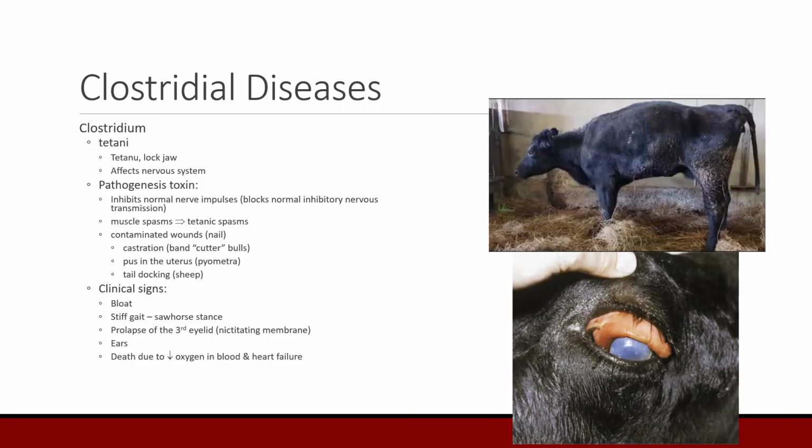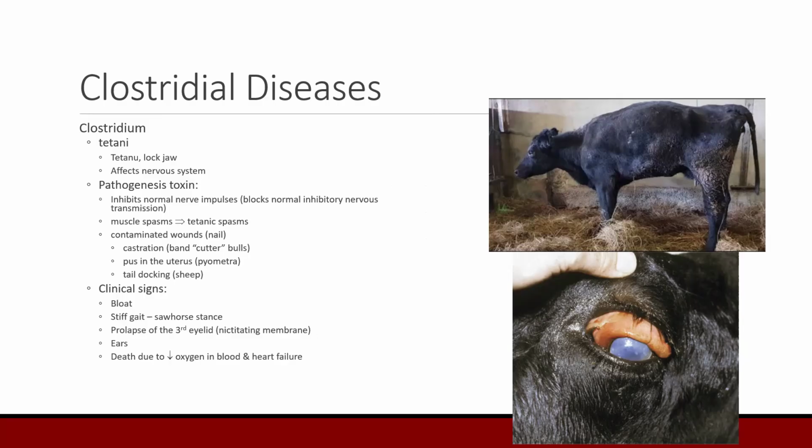Okay, Clostridium tetani. So everyone's heard of tetanus. Okay, so that's what this is. Okay, can cause lockjaw, affects the nervous system. Okay, inhibits normal nerve functions, blocks normal inhibitory nervous transmissions, causes muscle spasms, tetanic spasms. Okay, just like with humans, this is going to be increased when there's wounds from rusty nails, right?